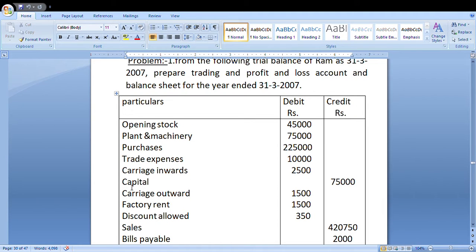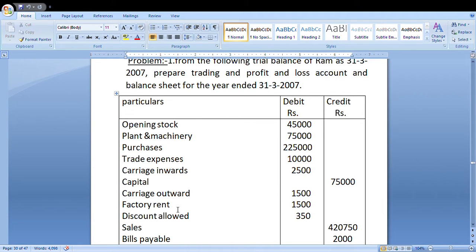Next one is capital. This is not in the trading account. This is on the liability side. It enters the balance sheet liability side. Carriage outward is not in the trading account. This enters the profit and loss account.